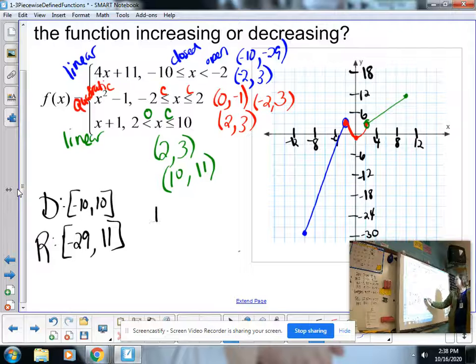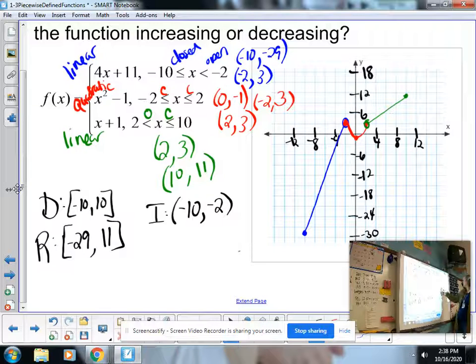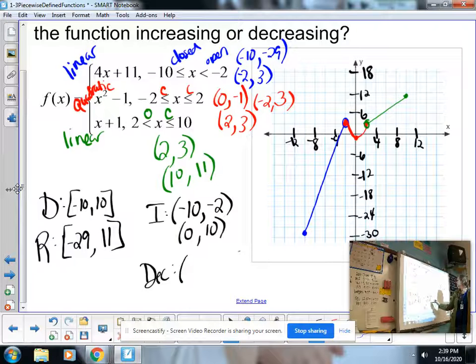Now I want to look and see where I'm increasing. Well, I start increasing from an X value of -10 the whole way until X is equal to -2. I also increase from 0 up to 10. Even though it's increasing at a different rate, it is still increasing everywhere from 0 to 10. Decreasing then, we are decreasing where it's not increasing in this case. That would be -2 to 0.